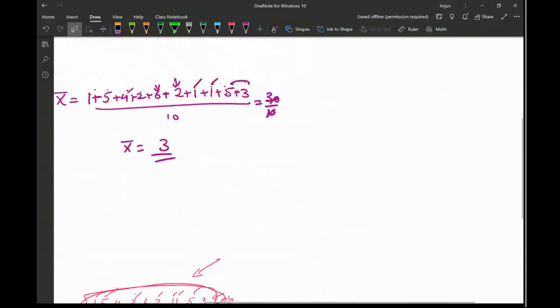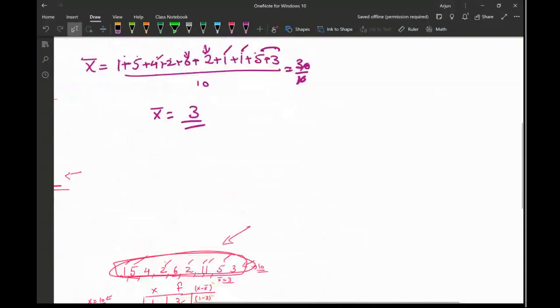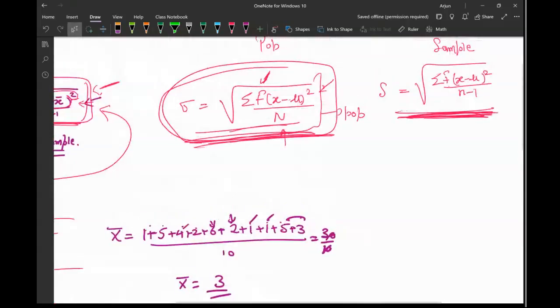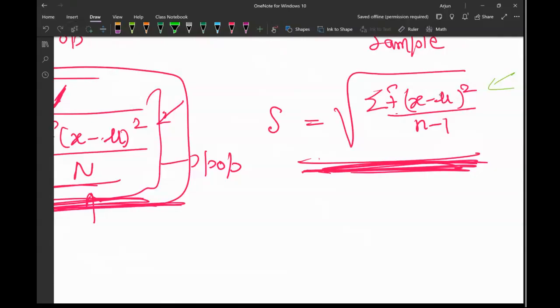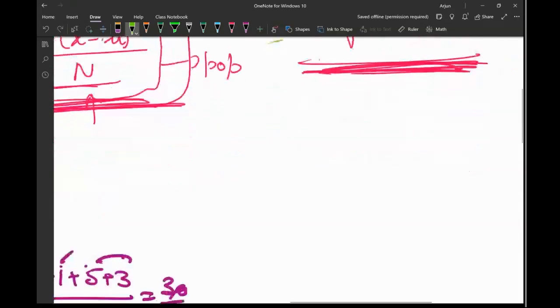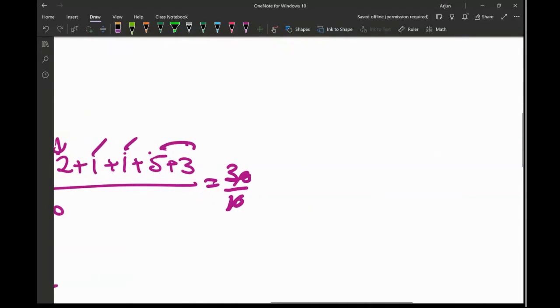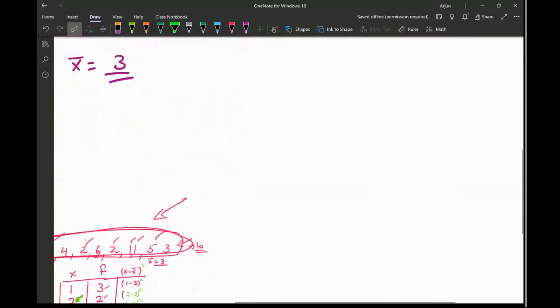Let's look into the formula. Where did I write the formula? See, there was a square. I should not have used mu here. I should have used x bar here. Whenever we are using the sample, it is x bar. Okay, it's just a change of the symbol. They both are mean. All right.